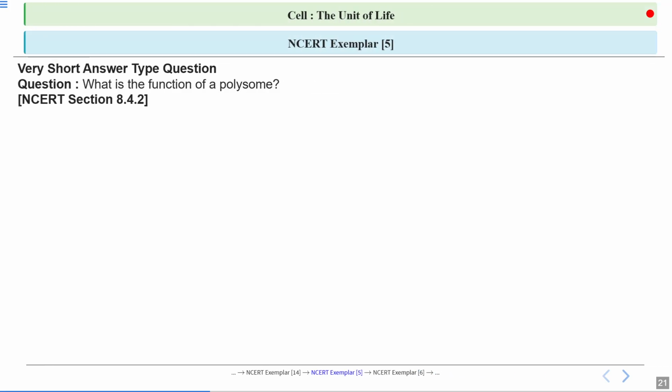Okay, now we will have very short answer type questions. Let us take the first question: what is the function of polysomes? This is coming from NCERT section 8.4.2. Let us see what the function of polysome is.